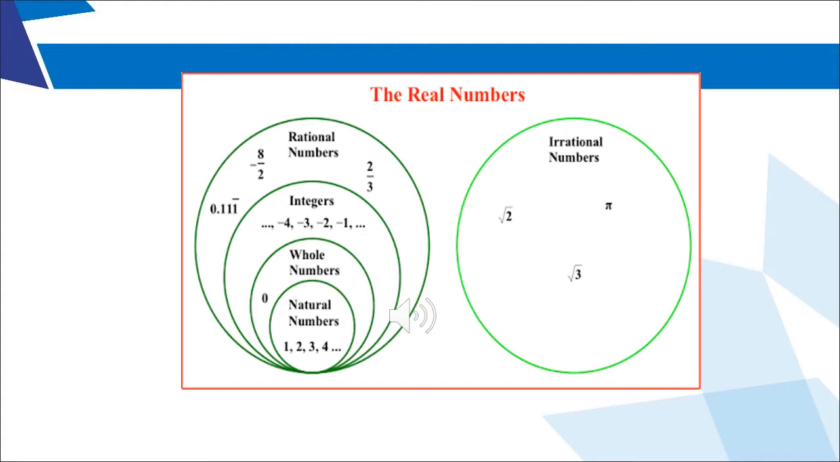What is a rational number, students? In the left hand side diagram, you can see that at the bottom, in a very small circle, it is written natural numbers. And in the circle greater than that, it is whole numbers. So it means all the natural numbers are whole numbers. Then in the next greater circle, it is written integers. So it means integers cover all whole numbers and natural numbers.